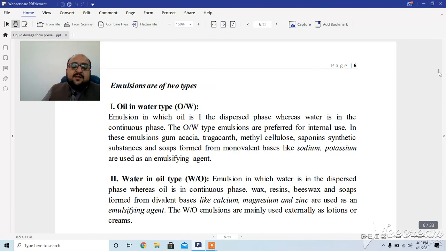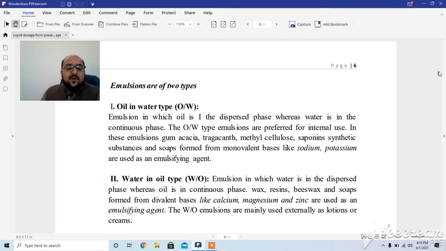After that, there are some types of emulsions. There are two types of emulsions. The first one is the oil and water type of emulsion, while the second one is the water and oil type of emulsion. In the oil and water type of emulsion, the oil is the dispersed phase, whereas the water is the continuous phase.